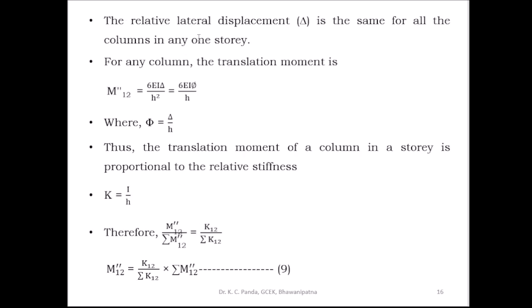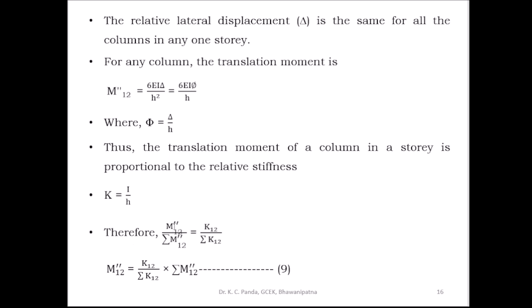The relative lateral displacement delta is the same for all the columns in any one story. For any column, the translation moment M''12 is equal to 6EI delta by h square, which is equal to 6EI phi by h, where phi is equal to delta by h. Thus, the translation moment of a column in a story is proportional to its relative stiffness, and K is equal to the moment of inertia by the length of the member. The relative stiffness of the member is equal to the moment of inertia by the length, or height, of the member. K is equal to I by h.